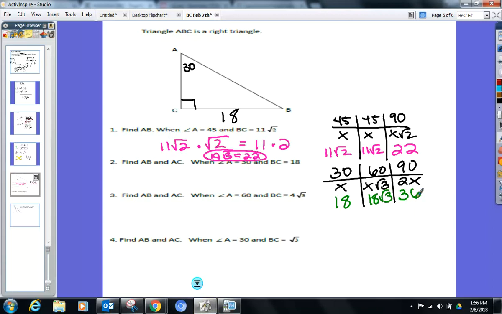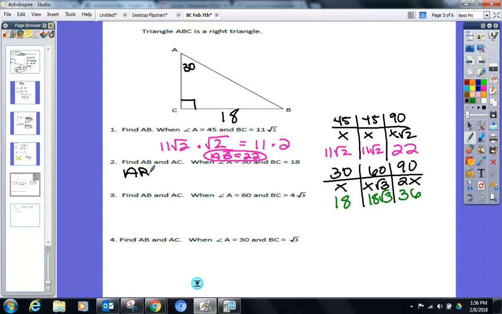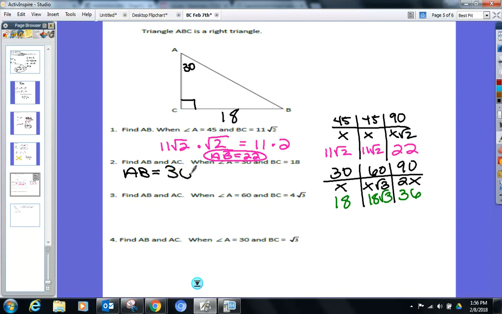All right, AB. AB was across from what angle? 90, so according to my chart, that was 36. And AC was across from what angle? 60, and that was 18 radical 3. Any questions? All right, if we have time, we'll go back and do 3.